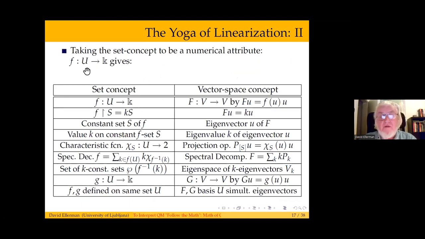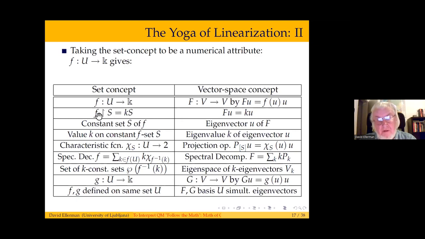But it gets a little more interesting when you then say, okay, let's now take a numerical attribute. So, in logic, you have attributes which apply or don't apply, but a numerical attribute is something like weight or height or age, where you assign numbers to things in the underlying field. So you start with this set notion, a numerical attribute assigning values to the elements of U, and then the corresponding vector space concept is where you define a linear operator on the vector space by this thing here. Remember the little u's are from this basis set. The operator is defined by just f of u times u. So now you define the operator on a basis set and you extend it linearly to the whole space.